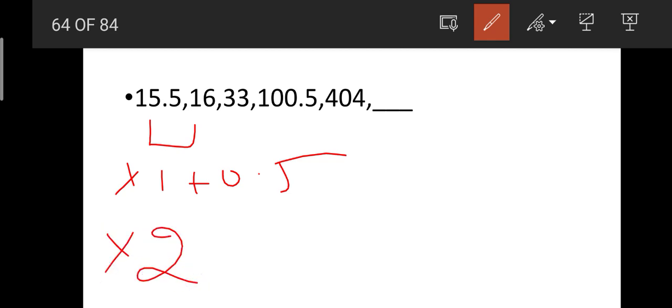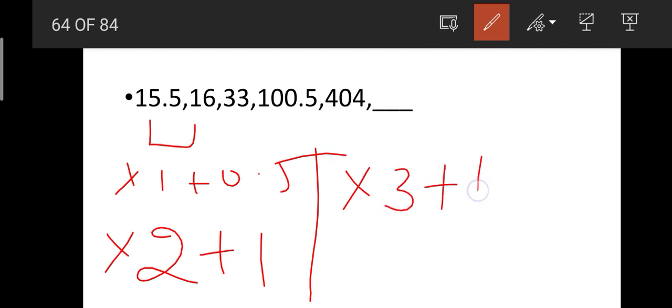Now we observe clearly. For this, we may think they have multiplied with 1 and they have added 0.5, so that it becomes 16. And for next, it should be multiplied with 2 and they might have added 1, so that 16 into 2, 32, plus 1, it becomes 33. And for 100.5, 33 should be multiplied with 3 and they must have added 1.5. By this time you got the logic friends. And for 100.5 to become 104, it should be multiplied with 4 and they should be adding 2.